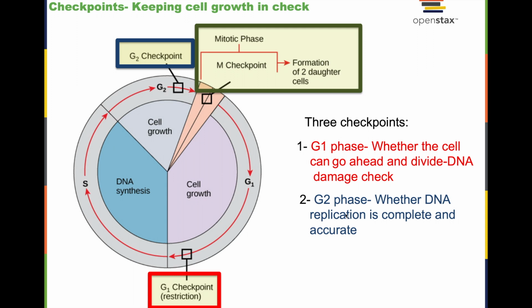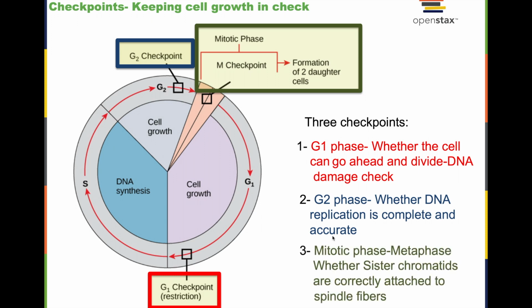The checkpoint at the G2 phase asks whether the DNA replication is complete and accurate, and whether or not the cell is ready to go and divide. And then in the mitotic phase, there is a checkpoint, and it checks to see whether sister chromatids are correctly attached to the spindle fibers, and so whether or not the cell can proceed.